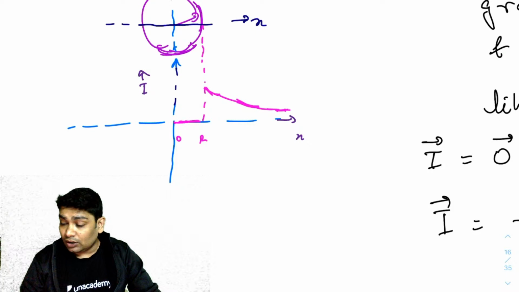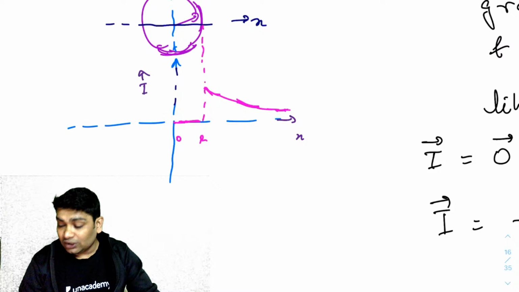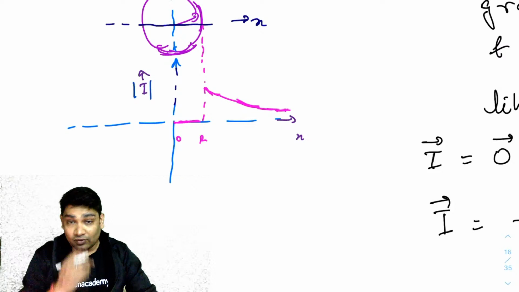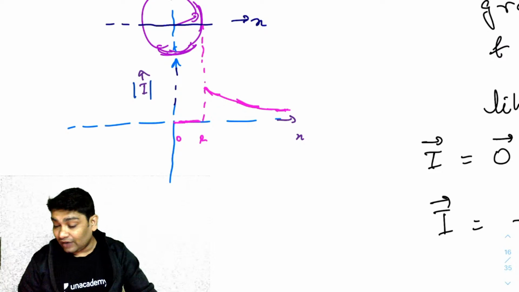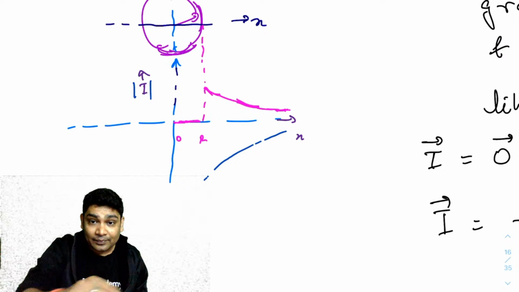Again, I am talking about the magnitude only. So please note, I am only talking about the magnitude. Sometimes they may talk about it as a vector. So when I talk of it as a vector, I may have had to draw it like this, if I draw it as a vector, because it will have a minus x sign.